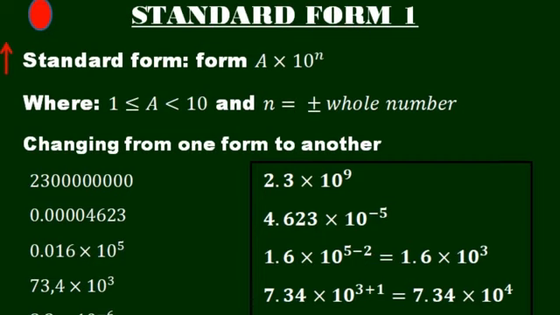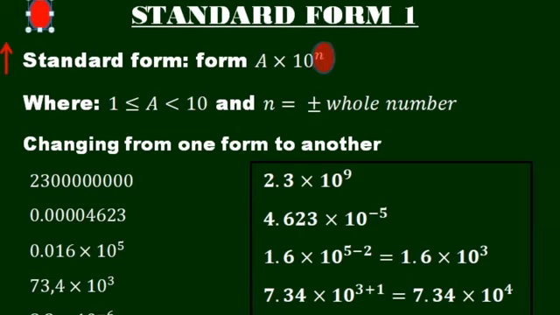Now, for a number to be in standard form, it must be in the form a times 10 to the power n, where a is a number between 1 and 10. I've written it: a is greater than or equal to 1 but less than 10. So at this position we need a number which is greater than or equal to 1 but less than 10. We don't need a number like 0 comma something or a number like 40. The number must be between 1 and 10 at this position.